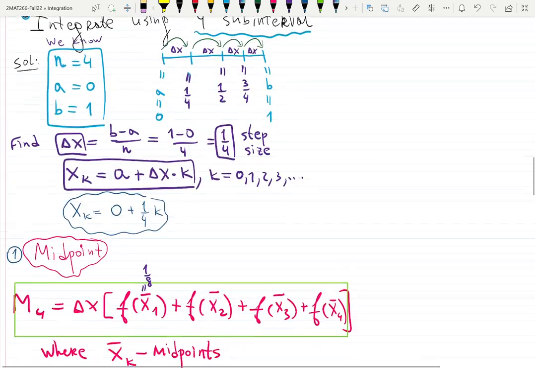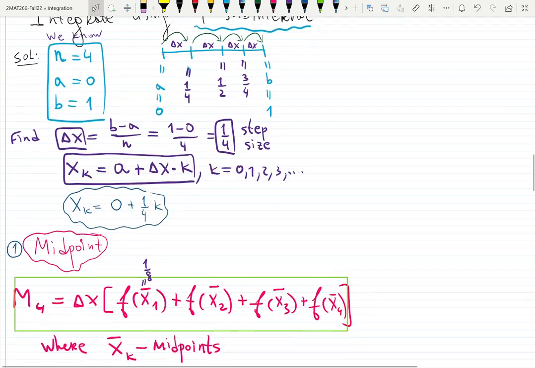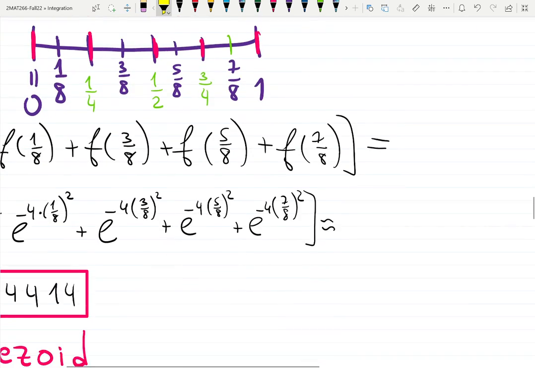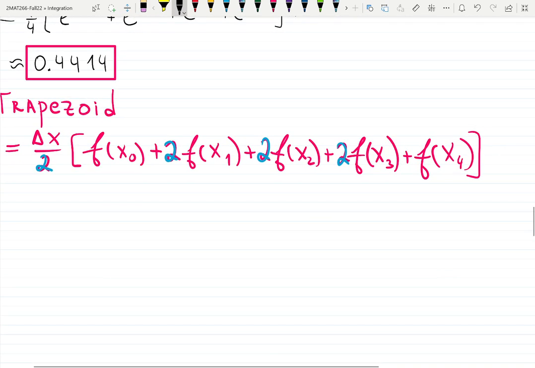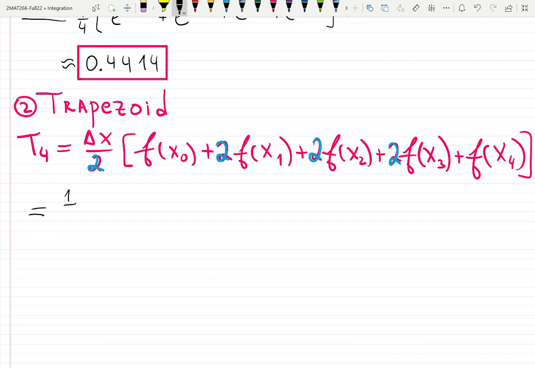Now, you plug in points. You already found those points: 0, 1/4, 1/2, 3/4, and 1. That's why I left them here. These are the points usually people use, the endpoints of each sub-interval. 0, 1/4, 1/2, 3/4, and 1. Quickly write it down and get the answer. So delta x is still what? 1/4. So we're gonna do 1/4 over 2.